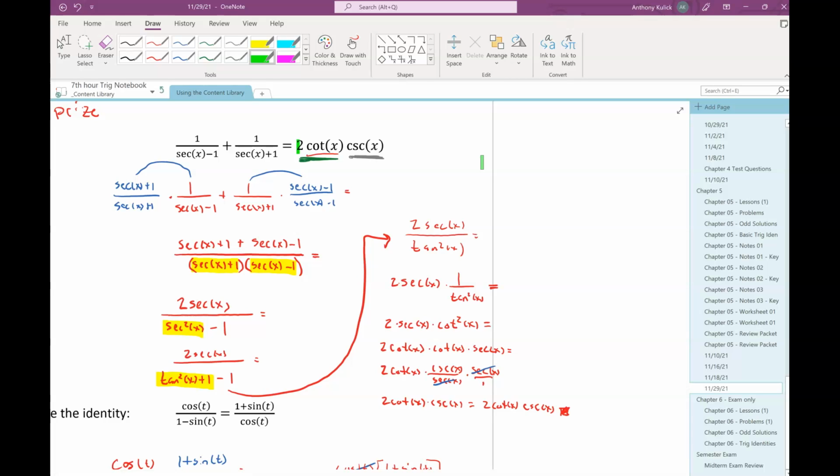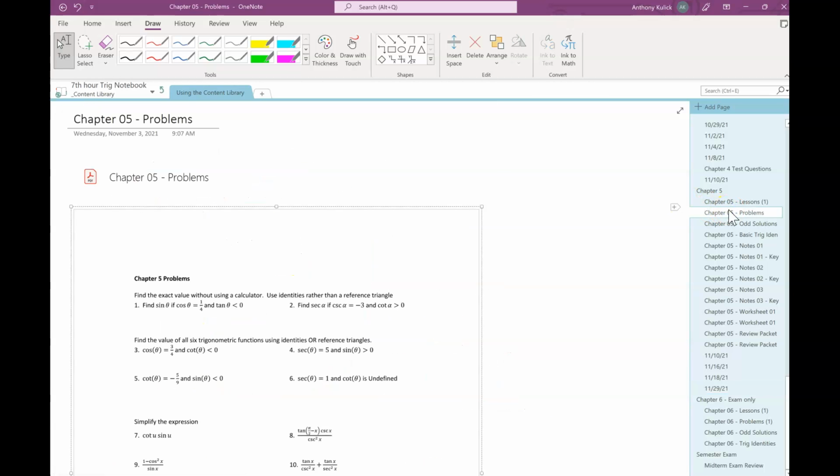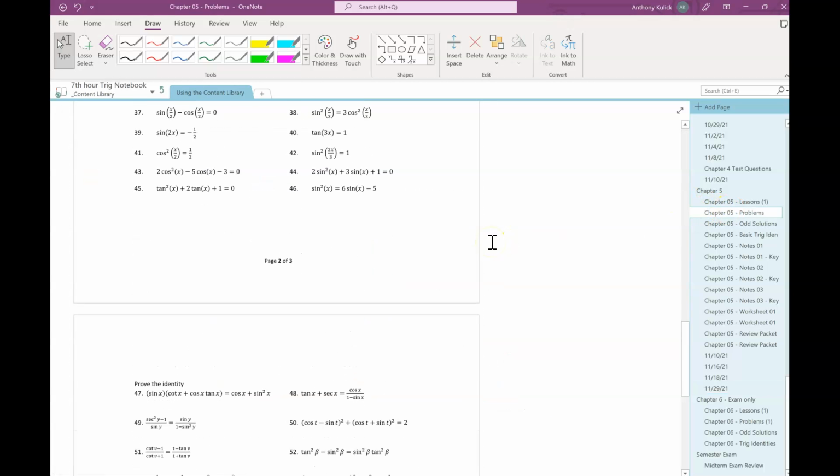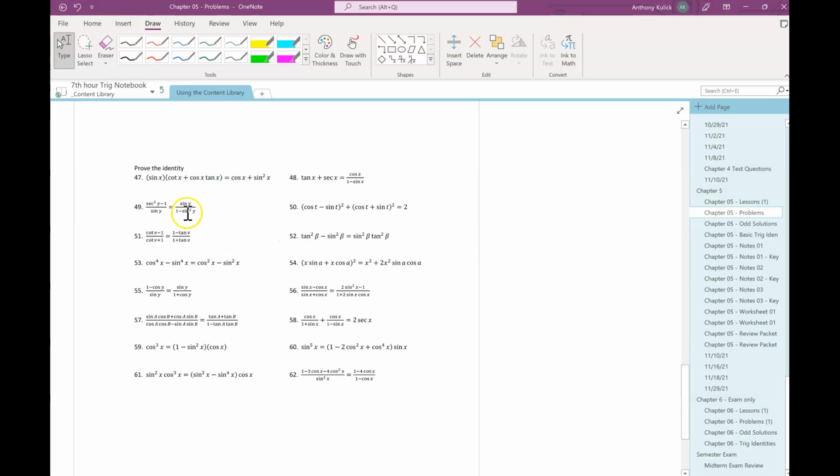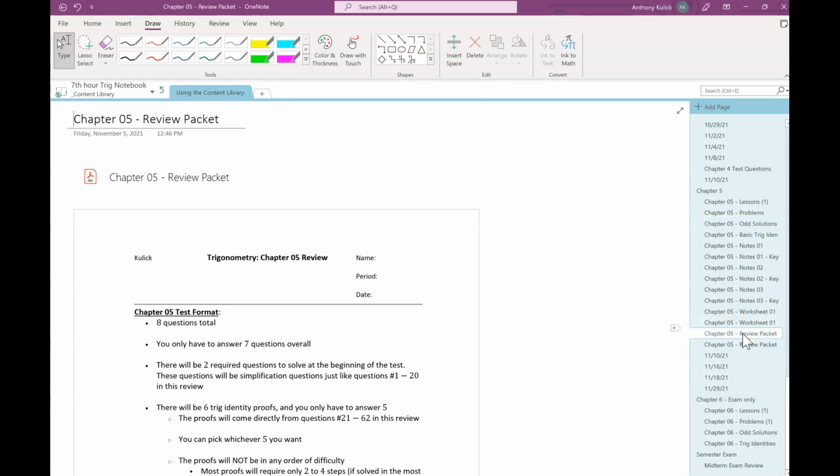All right. So that's that. That's the idea for 5.2. That's all of chapter 5 we're going to do this year. That's pretty cool. So the remainder of your stuff for chapter 5 on your problem set is going to be these identities 47 to 62, and then working on the review for the chapter 5 test.